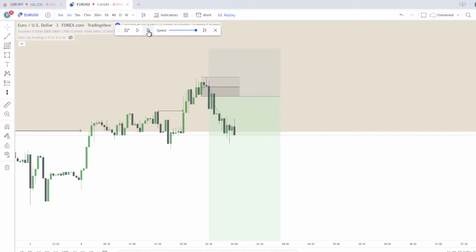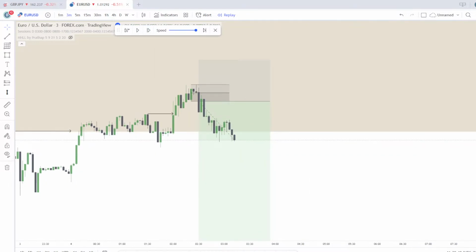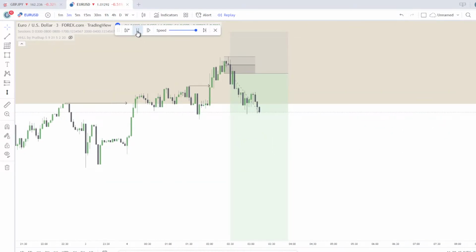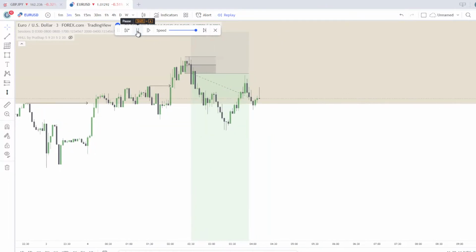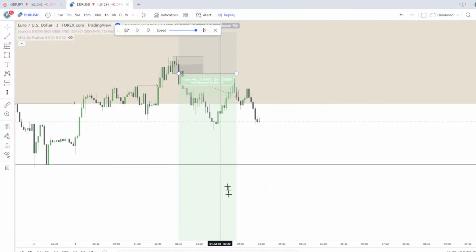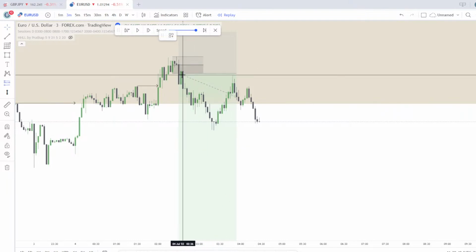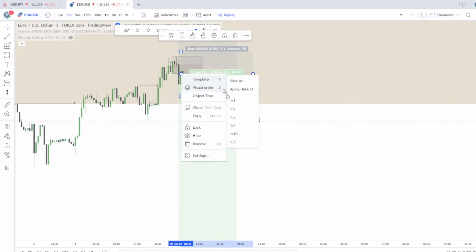So we start on the 4 hour for high time frame structure, and then we go down to the 5 minute to look for certain criteria when it gets into our area, and then we enter on the 3 minute.